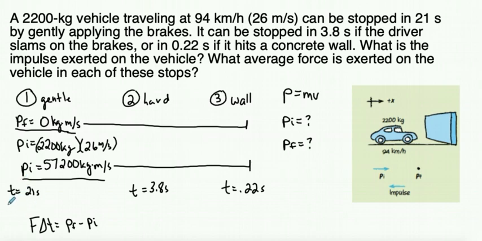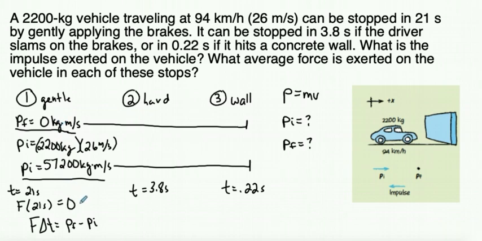Okay, so let's plug it into our equation that I have listed there below. Force times change in time. Change in time is just 21 seconds total for this one, however many seconds it takes us to stop. So 21 seconds is going to be our change in time. And remember we said our final momentum, because we're coming to a stop, is going to be 0.